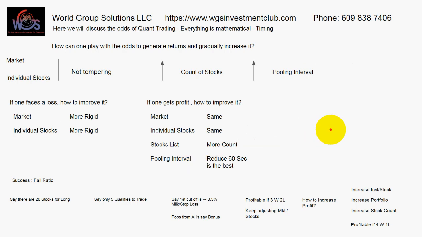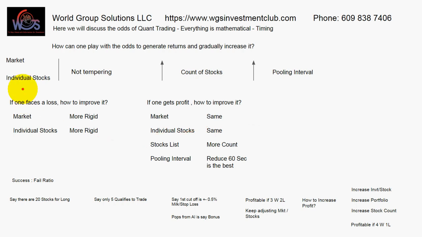Now we'll come to another important point: as I just mentioned, how can one play with the odds to generate returns and gradually increase them? Your goal, of course, is to increase your ROI, right? As I was explaining to you on a calculator, you can target going from 0.17% per day to 0.23% a day. If you take that as a target, what are the things you need to do in order to achieve that target is what the goal should be.